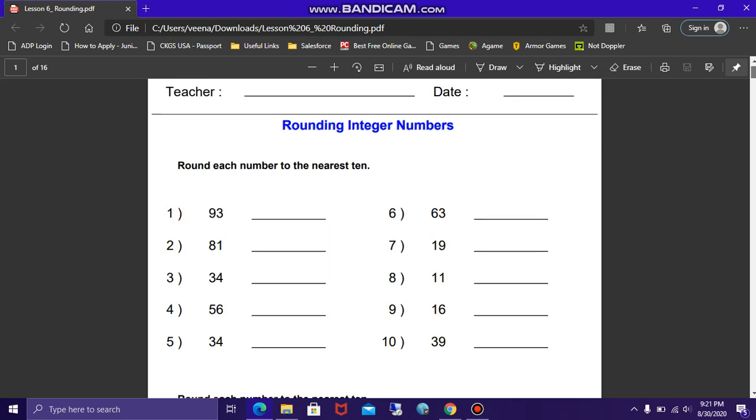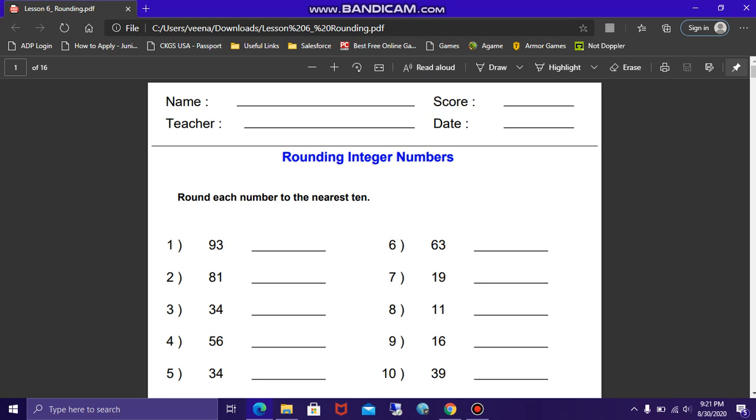I'm going to be teaching you about rounding today. Okay, so let's start. This YouTube video we're doing rounding numbers. So the first part would be rounding integer numbers. So let's round each number to the nearest 10. So for the first example right here, we have 93.